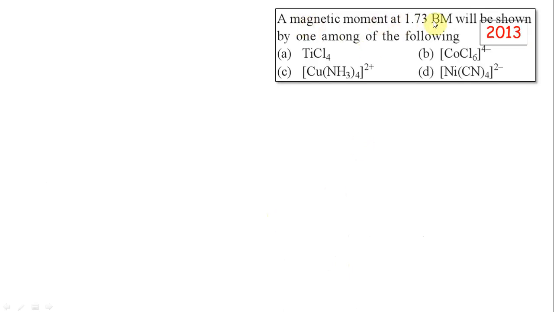A magnetic moment of 1.73. So what they are telling you is there is only one unpaired electron. Okay, now you can figure out which is your answer. If it is only one unpaired electron, then what configurations can we have? So I can have this. Okay, so these are all tetrahedral. It could be both ways.